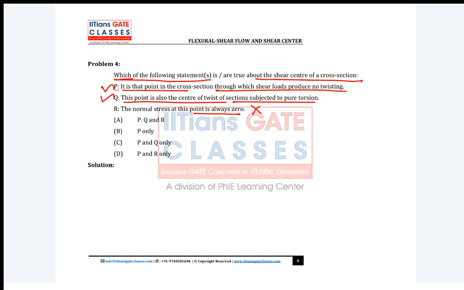C is the answer. C is the answer. Rahul, what is the answer? Rahul Praveen.